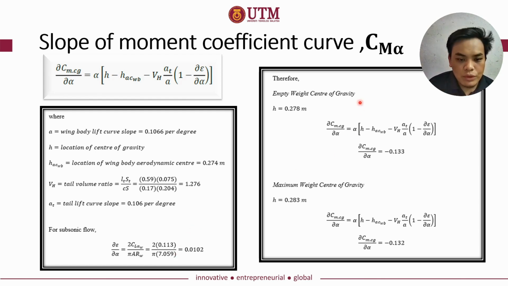Since we have two different CG locations, we need to do two different analyses. The first is where H is equal to 0.278, which is for the empty weight CG, and the moment curve slope is negative 0.133, and for maximum weight it is negative 0.132.